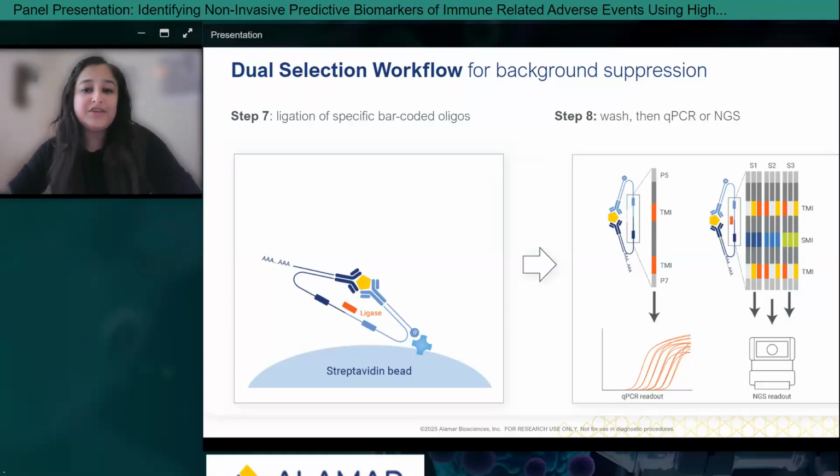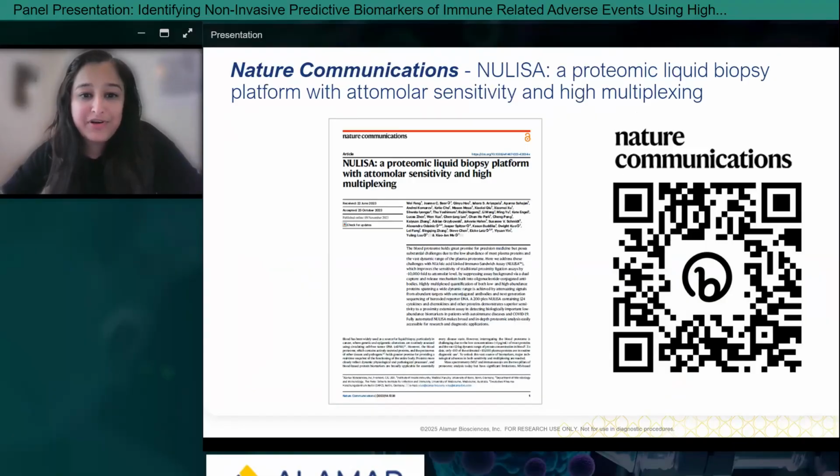So this is really the unique aspect of NULISA's chemistry, the sequential double capture and release steps that eliminate all sources of background and help us achieve attomolar sensitivity for detections of some of those key mediators that are present in the femtogram per ml range. More information on the sensitivity of the NULISA assay, as well as the multiplexing capability, can be found in our Nature Communications paper from 2023.